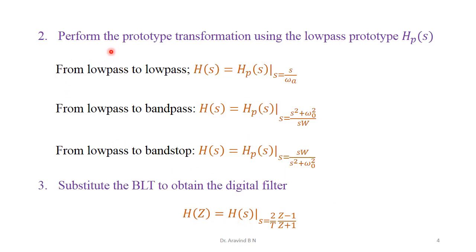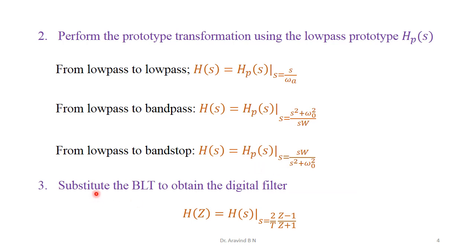Next step, perform the prototype transformation using the low pass prototype HP of S. So from low pass to low pass conversion, this is the formula we had gone through in analog to analog transformation. The same set of formulae is listed over here, and this is for low pass to band pass, and this is for low pass to band stop filter.